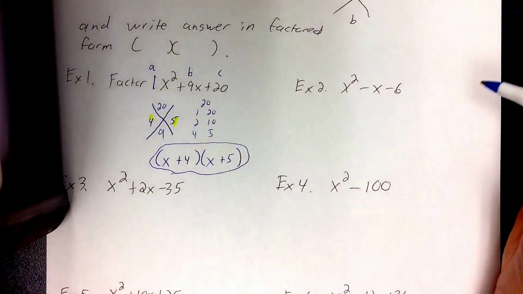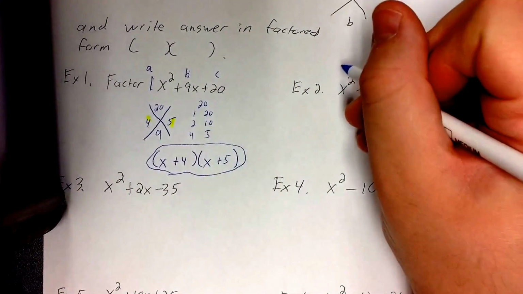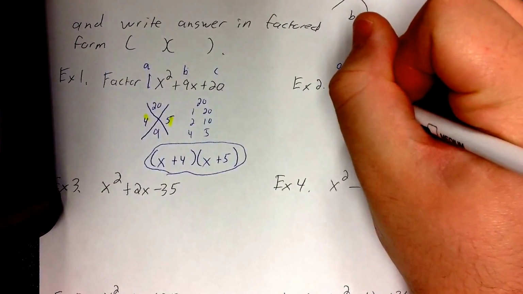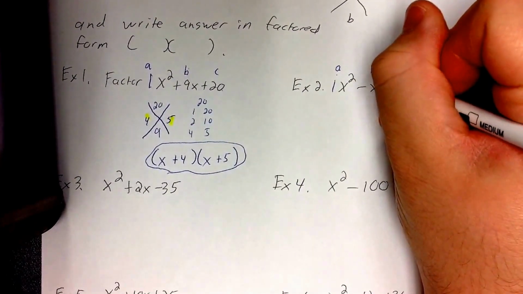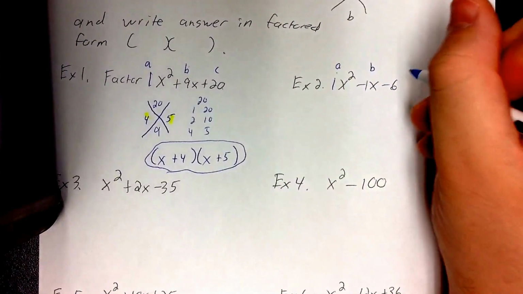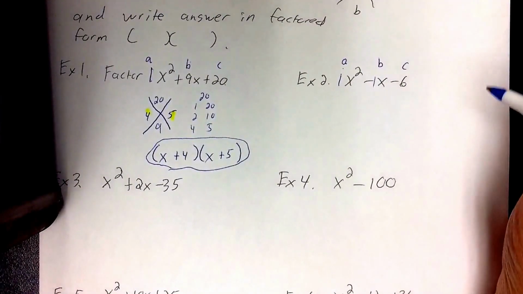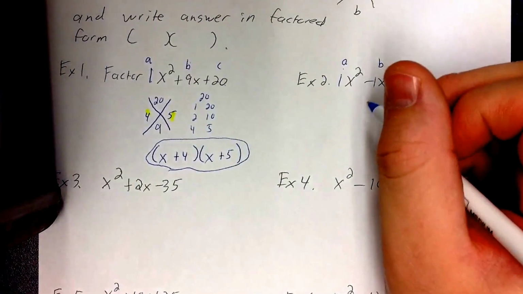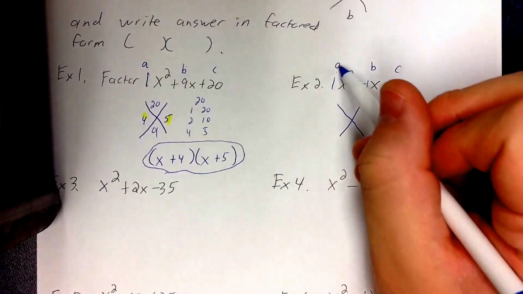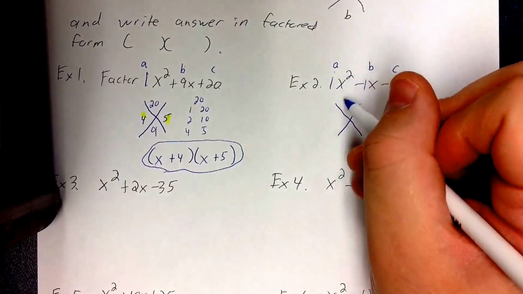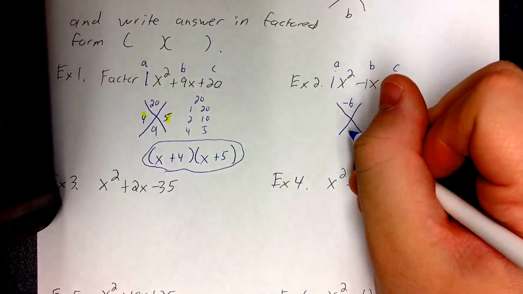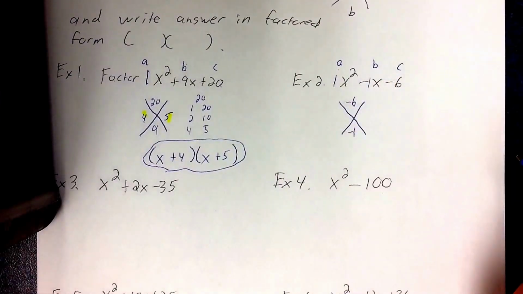So in example 2, x squared minus x minus 6, if I want to factor that. Again, A is the number in front of x squared, so that's 1. B is the number in front of x, so there's a negative 1 there. C is the last number without a variable. So if I make my diamond, again, on top I got A times C. Well, 1 times negative 6 is negative 6. On bottom I got B, which is negative 1.